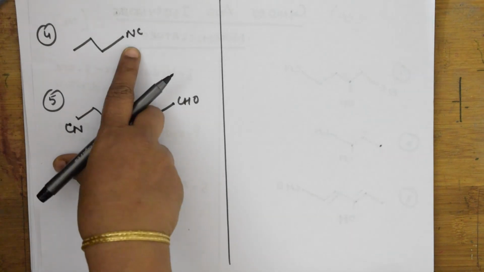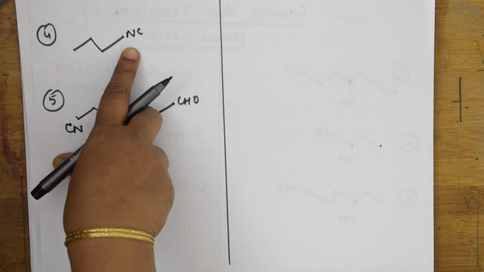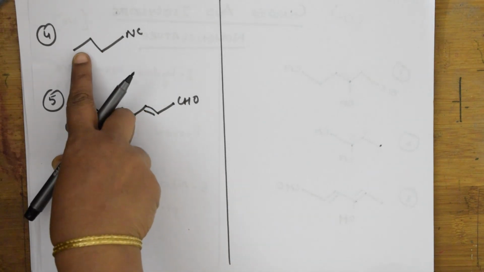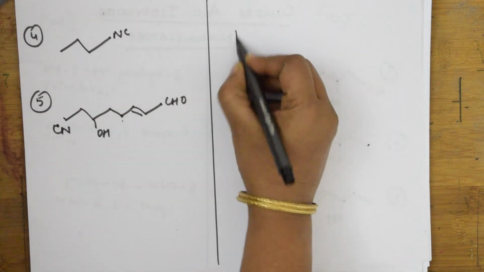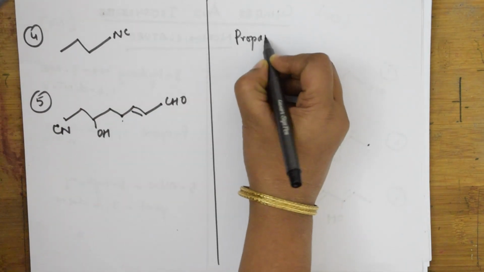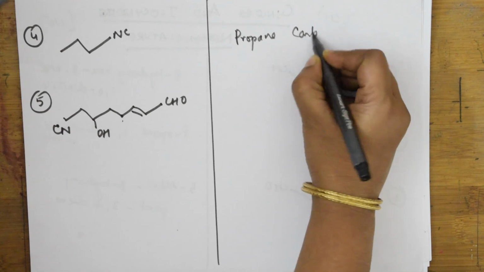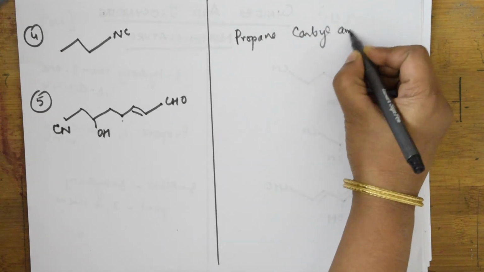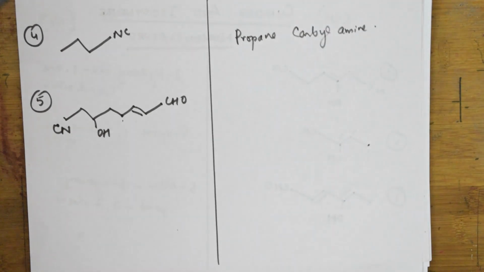So let's see the last 2 examples. Here I have used NC. NC means it is isocyanide, that is carbylamine. How many carbon atoms? 1, 2, 3. So the parent chain is propane carbylamine. That is for isocyanide.